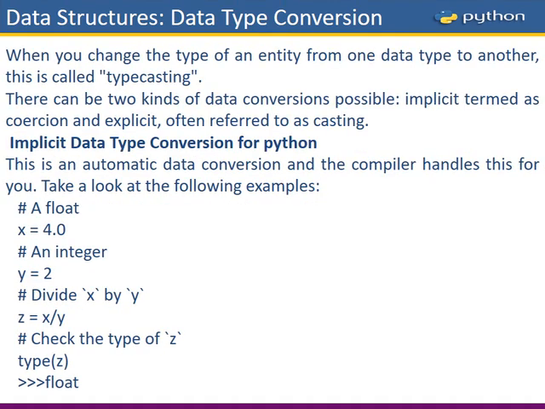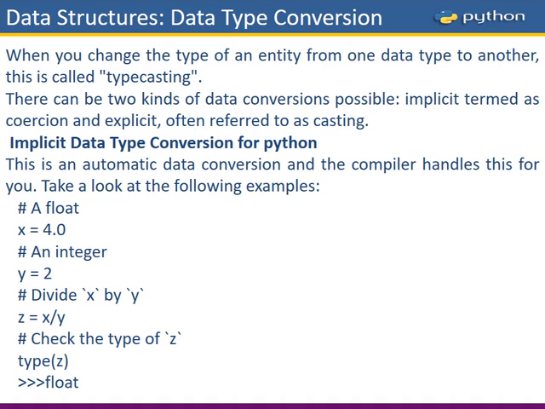When you have to change the type of an entity from one data type to another, it is called typecasting. So typecasting is converting one data type to another. That is what typecasting means. And we have two kinds of data conversion: implicit, also known as coercion, and explicit, often referred to as casting. So we want to look at implicit data type conversion in the Python programming language.